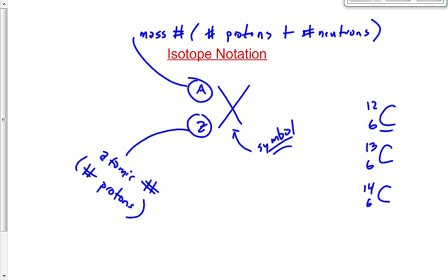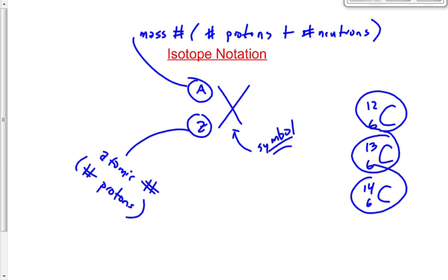These 3 versions of carbon are what we call isotopes. Different versions of carbon, different isotopes. Same number of protons, different number of neutrons. That's why we call this isotope notation, because it describes for us the differences between all these different isotopes.